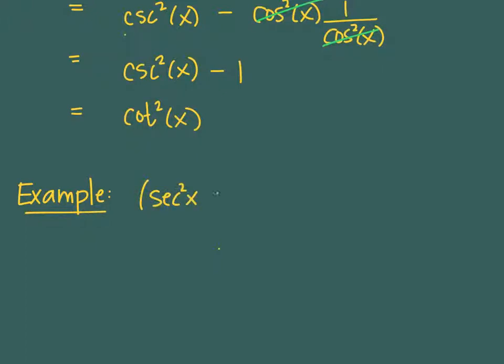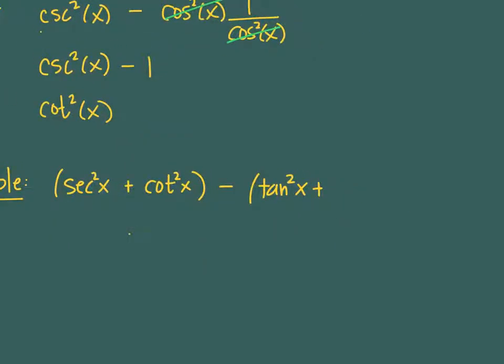All right, how about this one? How about secant squared x plus cotangent squared x in parentheses, minus, and then in parentheses after that, tan squared x plus cosecant squared x.